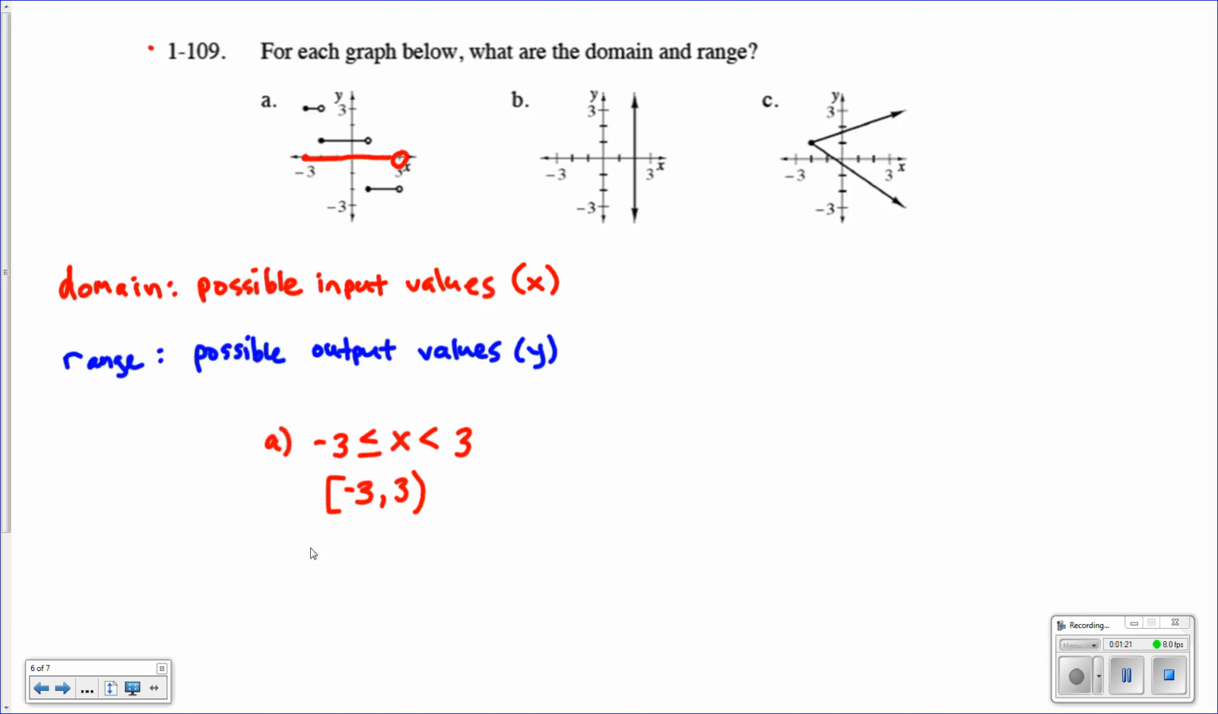Let's look at range. So that was our domain. Here's our range. Put a little r here. For the range, as we climb up from bottom to top, we see that we have points at -2. So we go up, we have points at +1 and points at +3. So in this case, we have -2, +1, and +3.